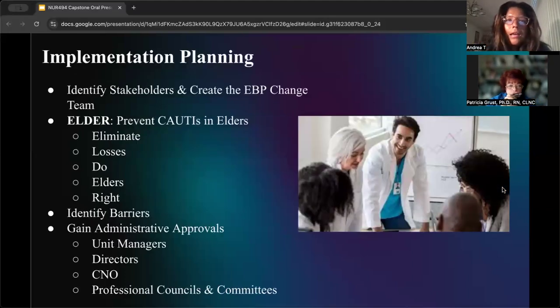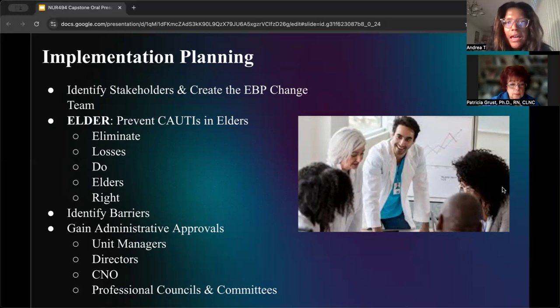Okay. Now to implementing and planning. To effectively implement my quality improvement initiative within the organization, Rivera and Fitzpatrick advocate for adherence to a systematic process foundational to its success. The initial step involves identifying and engaging key stakeholders to constitute the evidence-based practice change team.